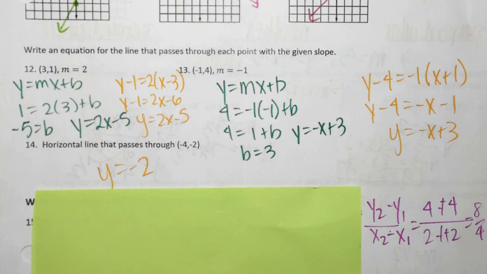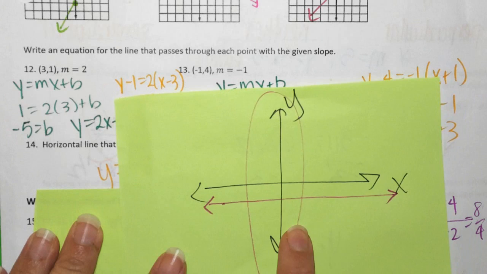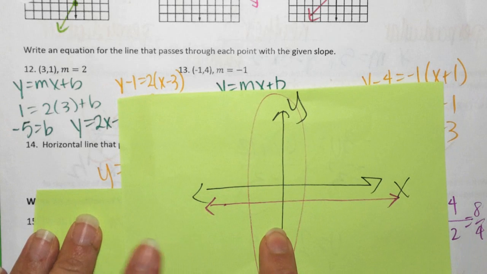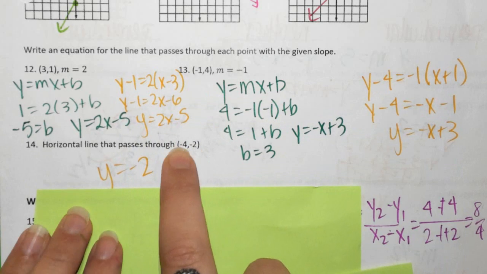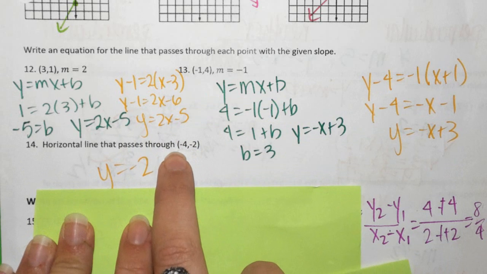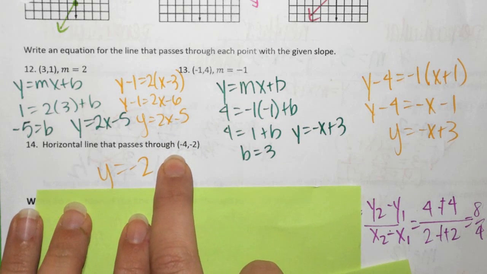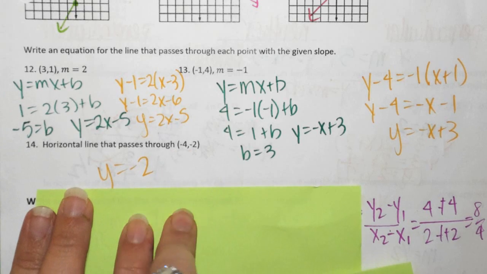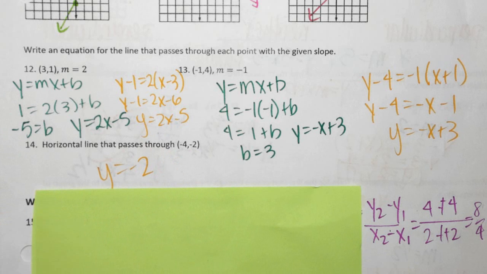Would axis plural be axis? Axes. So horizontal lines pass through the y-axis. That means that your answer is just your y-coordinate. So horizontal line is just your y-coordinate, y equals -2. If it said vertical, what would it be? What would my line be if it was vertical? Vertical line passes through what axis? So it'd be x equals -4.